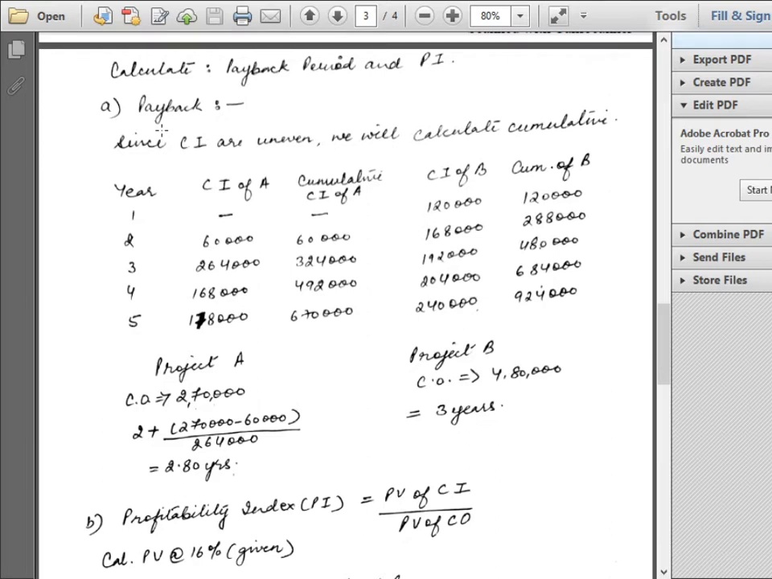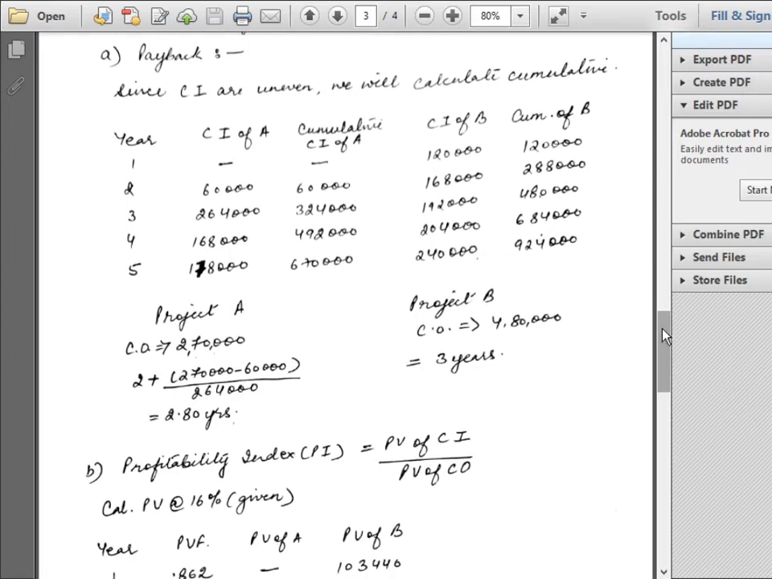As you can see in the question, for both project A and B, the cash flows are uneven. And since the cash inflows are uneven, we will calculate the cumulative. So this is how we calculate the cumulative for project A and project B. We will make the table. First column will be year, second will be cash inflow of project A, the third column will be cumulative of cash inflow of project A, then cash inflow of project B, and cumulative of cash inflow of project B.